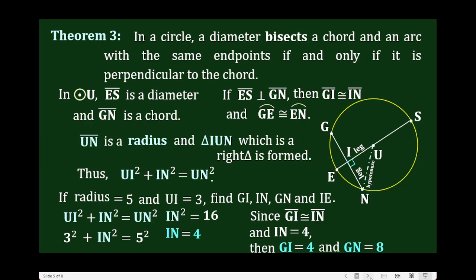Now that brings us to the last segment, IE. What is the length of this segment? You will notice that from center U going to circle E, this segment right here can also be considered a radius, and we know that the radius is 5. From the given information, the length of segment IU is 3. If we subtract the length of segment IU, which is 3, from 5, what will remain is the length of segment EI.